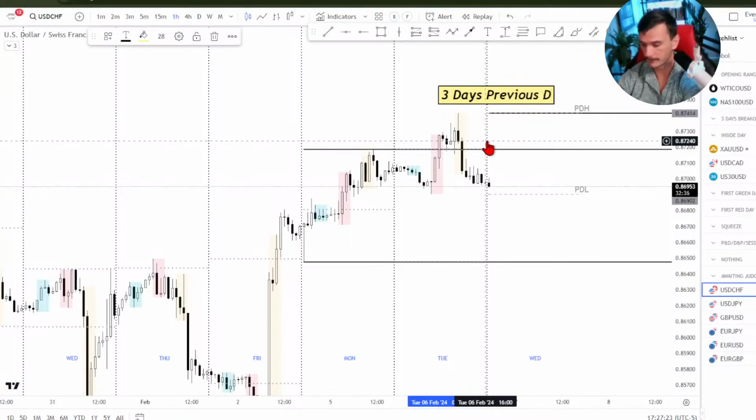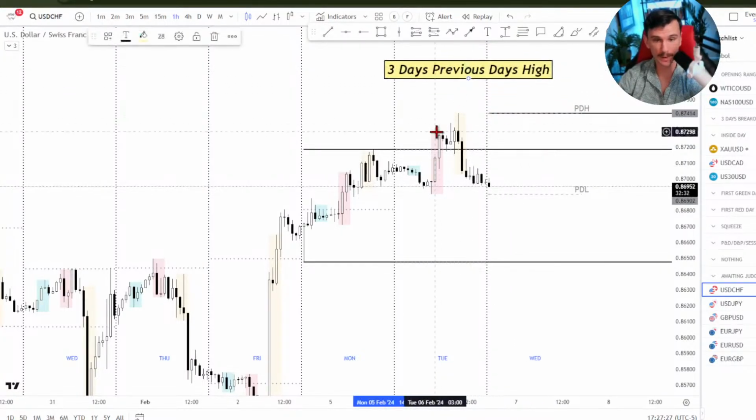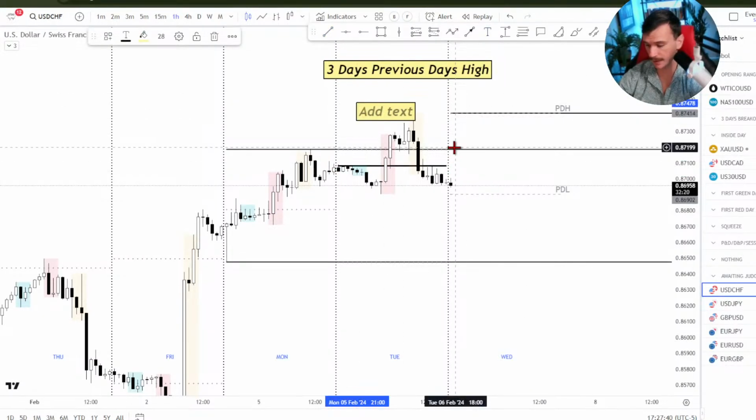Uh-oh. So we have 3 days of breakouts and a day one of the 3-day cycle. They've attempted to trade higher and the breakout has failed. Is this a first red day? Let's see. Did they close below the open? Yes, they did. So this is going to be a first red day as well.